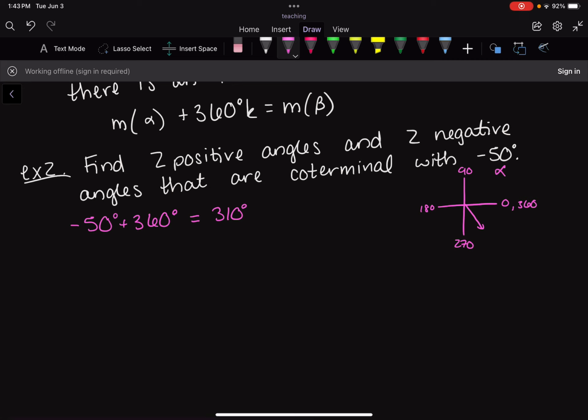Now, if I want another positive angle, I'm just going to add 360 again. So now I'll take 310, and I'll add 360 again to that. Let me go ahead and write it over here. So now I'm going to take 310, and I'm going to add 360 again. And that's going to give me 670.